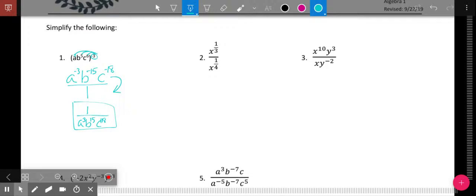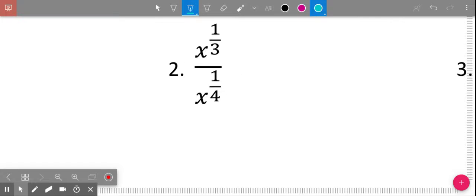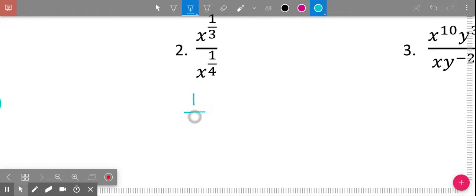Looking at the next one, number 2, this is where our fractions come into play again. So I've got x to the 1/3 divided by x to the 1/4. This is your quotient property because we're dividing. Anytime we're dividing, that means we need to be subtracting our exponents. So this is going to turn into 1/3 minus 1/4. Unfortunately, we can't just subtract these because they don't have common denominators.